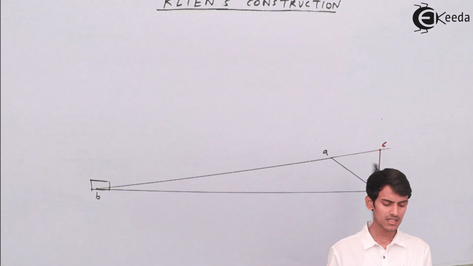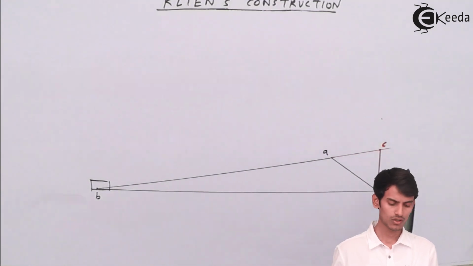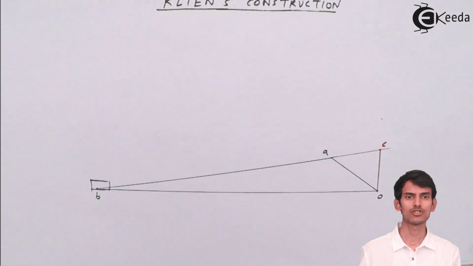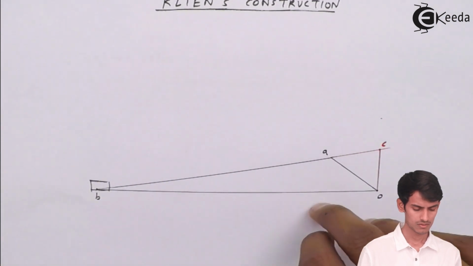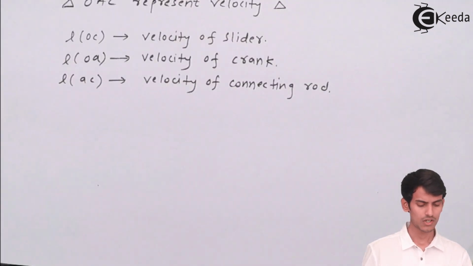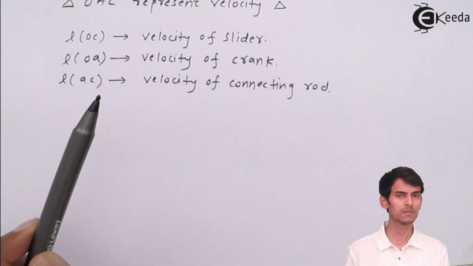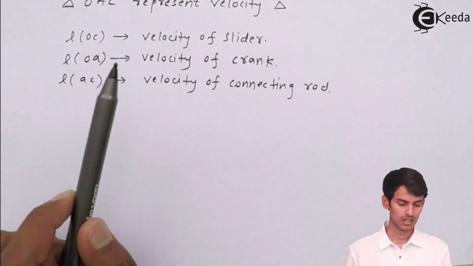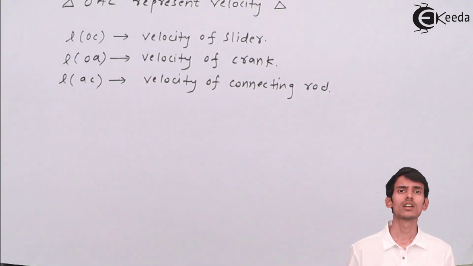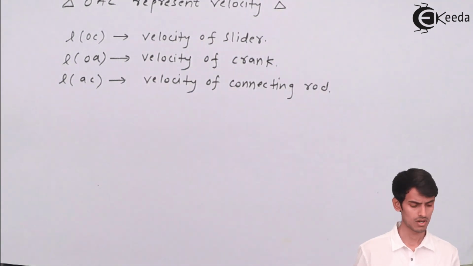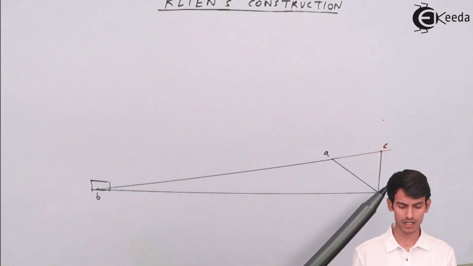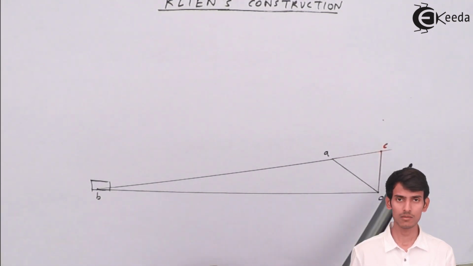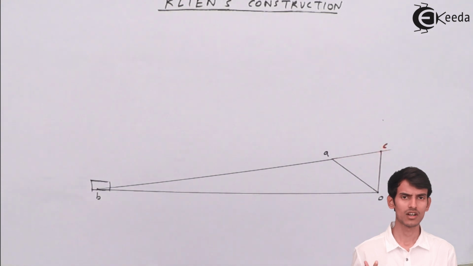Now the length AC represents velocity of connecting rod. So if the question comes in exam, write a short note on Klein's construction. You have to draw this, and you have to write what each of the three lengths represents: OC, OA, and AC. You cannot make any mistake here. If you make a mistake here, you'll get this question wrong. So remember these things, very important. OC represents velocity of slider, OA represents velocity of crank, and AC represents velocity of connecting rod. So you can directly measure these lengths, and you can get the value of the velocities.